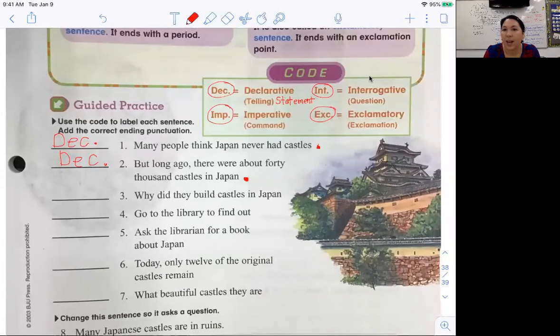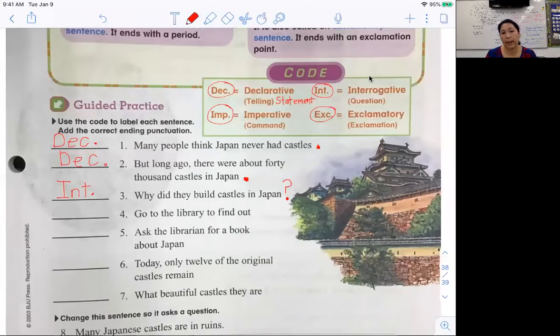Why did they? Who remembers our trick for question? I say interrogative, you say question. Interrogative, question, right? Okay, so this is our interrogative. It's asking a question. Now, do I put a period after interrogative? No, I put a question mark. Good job, you guys. Once again, make sure your question mark, the little dot isn't gigantic and isn't teeny tiny. Make it medium. Okay, let's go to number 4.